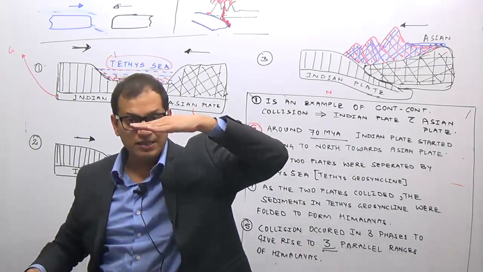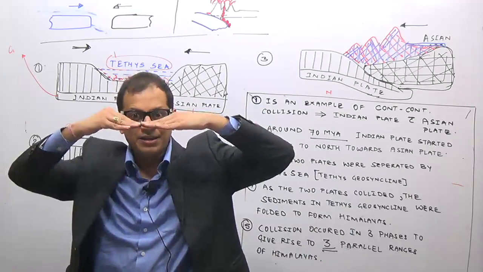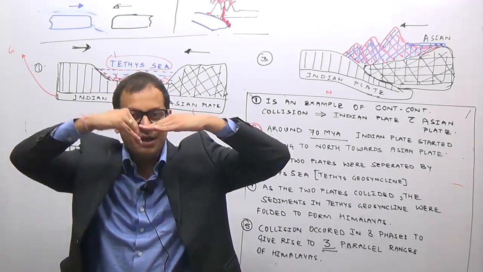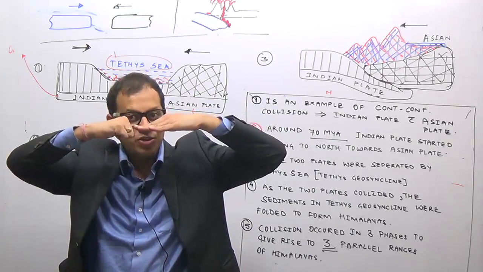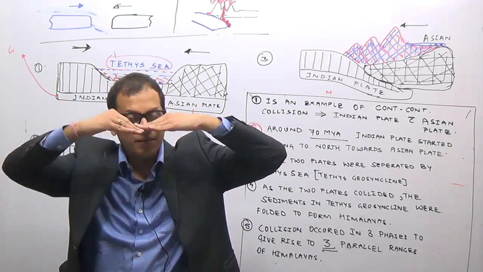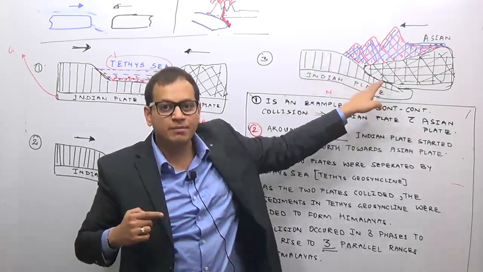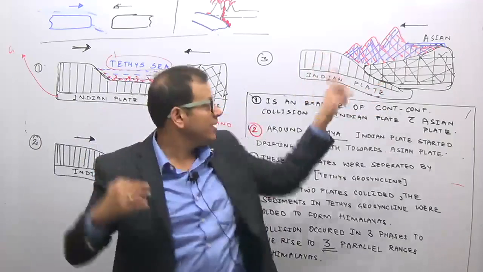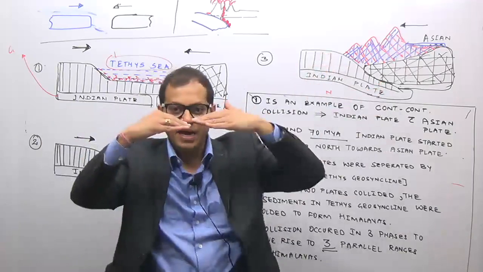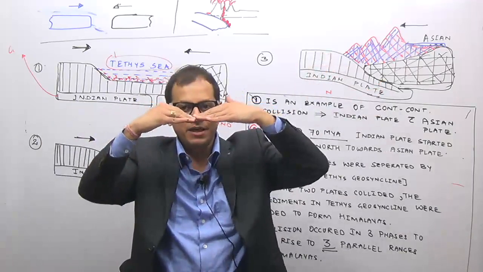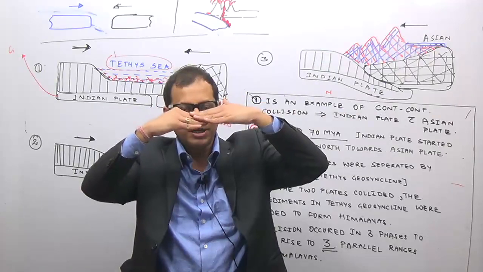So 30 kilometers of the Asian plate and 30 kilometers of the Indian plate. It is not going deep inside the mantle and getting destroyed because it is also a continental plate. You can see in the diagram, it is going just below the Asian plate. That means in this diagram, the third figure in my hand, these two plates are coming together and the Indian plate is just going below the Asian plate.